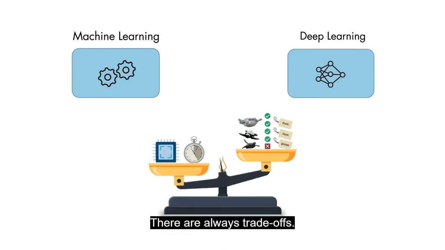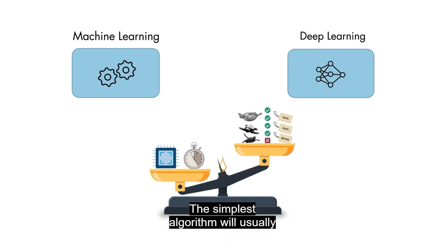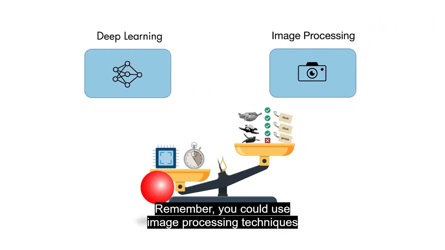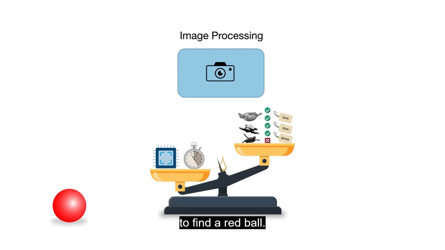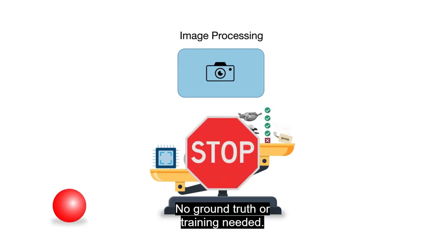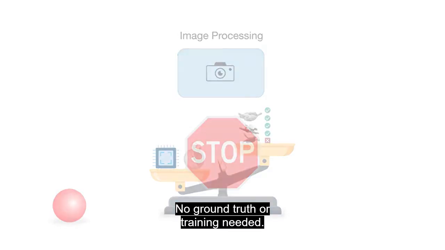There are always trade-offs. The simplest algorithm will usually be the easiest to implement and the fastest to use. Remember, you could use image processing techniques to find a red ball. If that works, stop there. No ground truth or training needed.